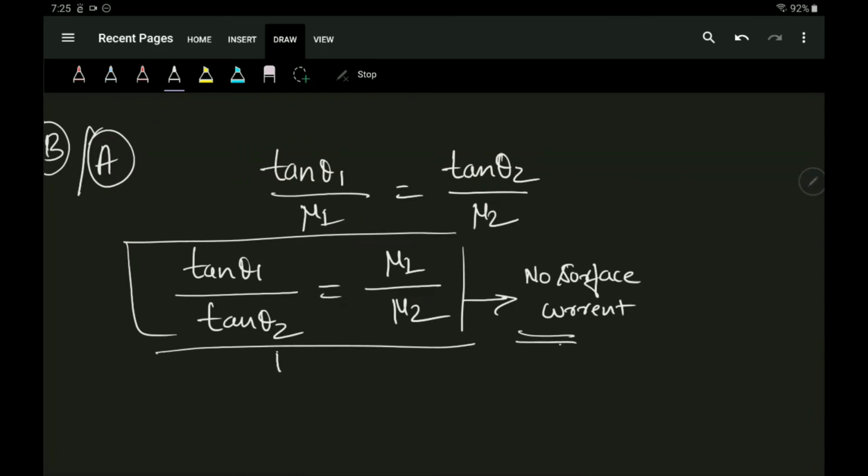And if you remember, we had a similar expression in our electrostatics part 2, the boundary conditions for electrostatics. So that's it for magnetic boundary conditions. Hope you understood this.